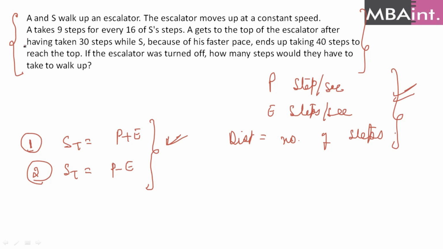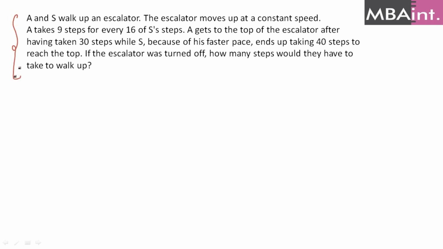So let's do this now. The above question says that A and S walk up an escalator and the speed is given that A takes 9 steps and S takes 16 steps at the same time, right? And A takes 30 steps while S takes 40 steps because he is faster. Fine. So if the escalator is turned off, how many steps does it take, or what is the number of steps? That's what they are asking.